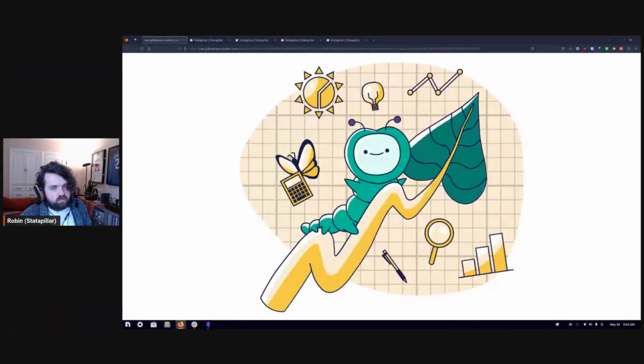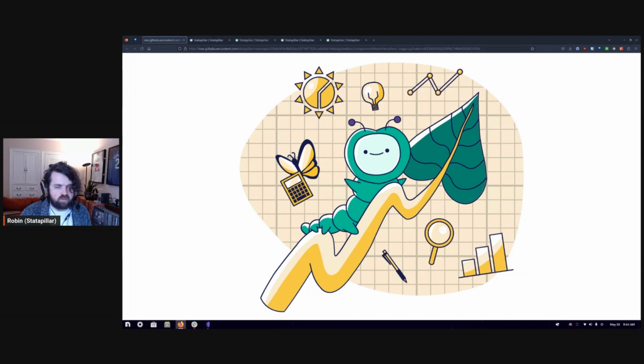The product I'm going to be showing you today is Statapillar, which is a friendly data analysis platform, the first step in accessible data science, or the 0th step if you're a developer. You upload your data, you pick what kind of business problem you're trying to solve, and we give you easy to understand results. So I'll be walking you through a demo of that.